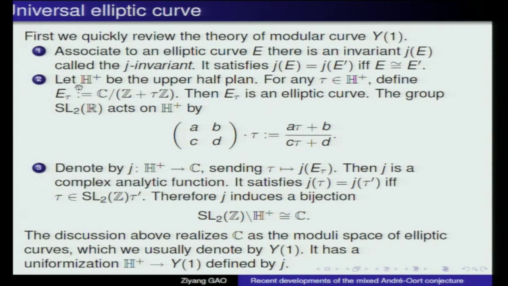The discussion above realizes C as the moduli space of elliptic curves, which we usually denote by Y1. It has a uniformization H plus to Y1 defined by the J in the third point here.